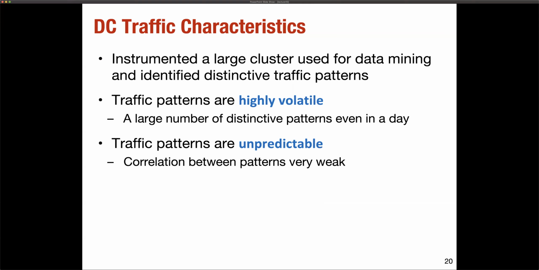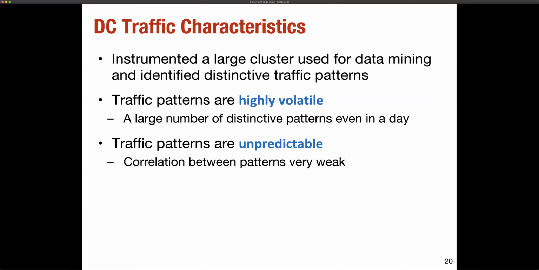And there was an extensive study done to characterize data center traffic, and there were results that were very different and surprising, right? I mean, they were intuitive, but very different from the basic assumptions people worked with when designing networks. For this study, the folks at Microsoft instrumented a large cluster running data mining applications, and then tried to identify distinctive traffic patterns. So there are two takeaways from that study.